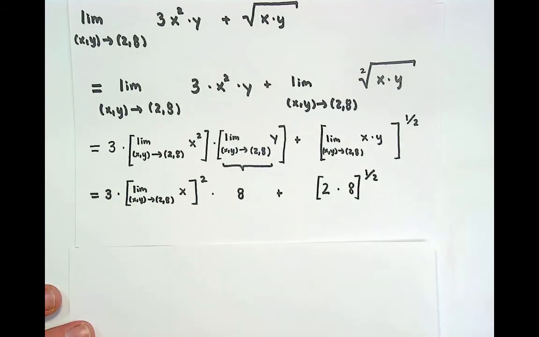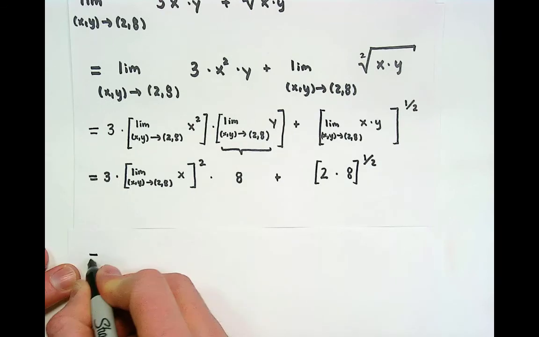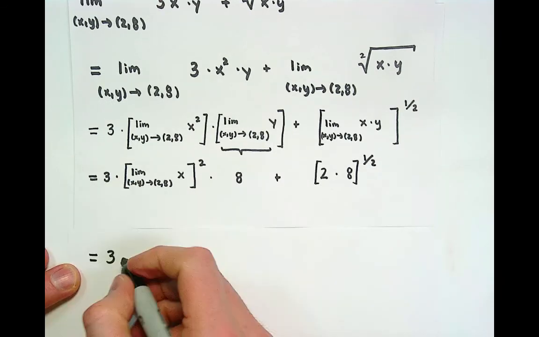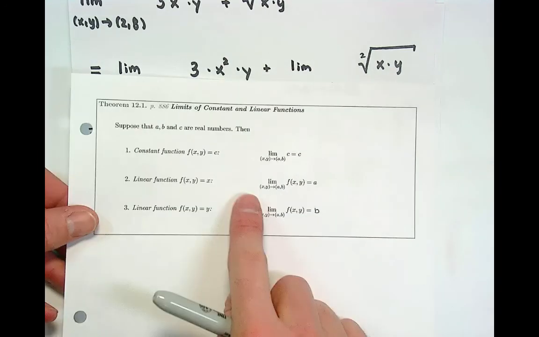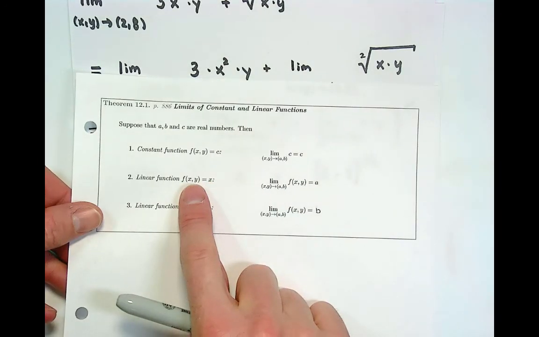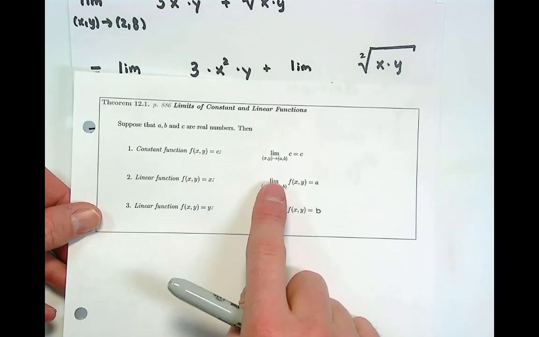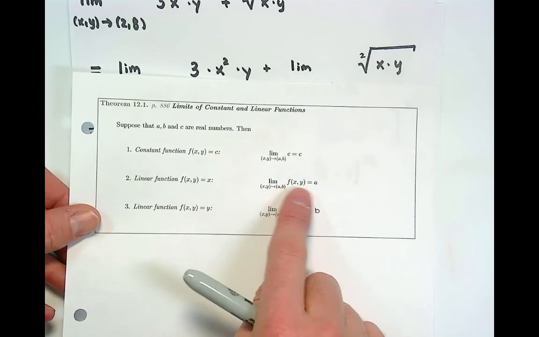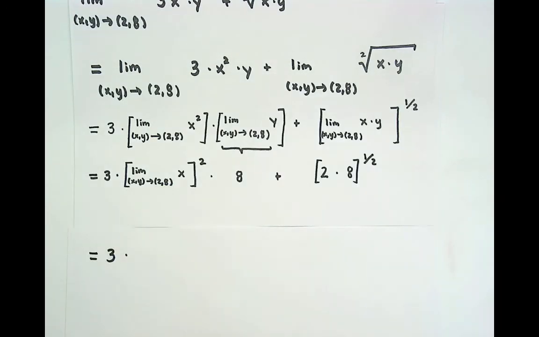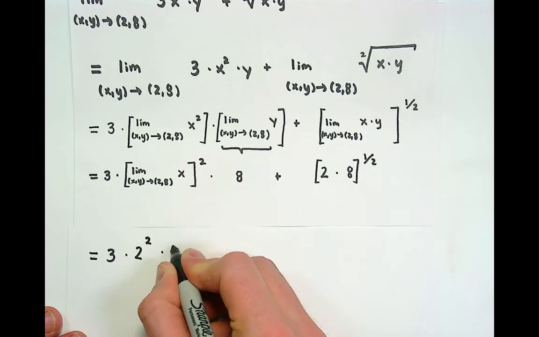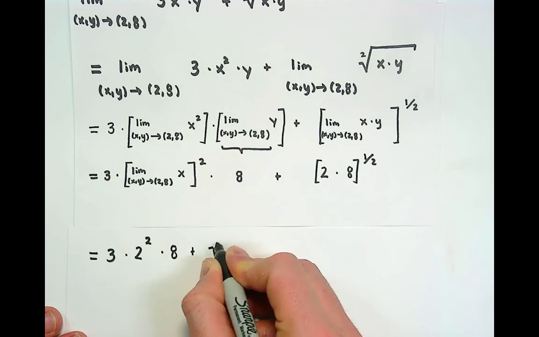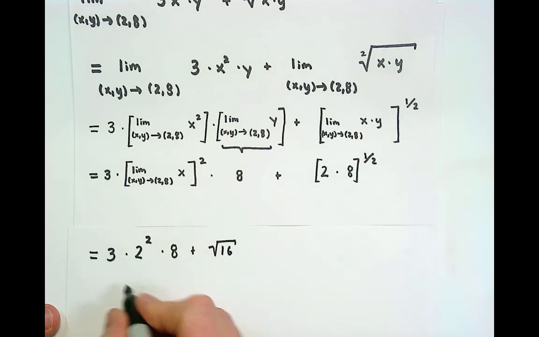We are almost done with this example. The last thing that we're going to do is just finish this limit. Well, remember from the theorem that we had on the last set, and I'm just going to blank this theorem real quick. This was the theorem that we were looking at. If you have a linear function equal to x, then the limit as (x, y) approaches (a, b) of that linear function is just a. So this, of course, would be 2 squared times 8, and then this is plus the square root of 16.